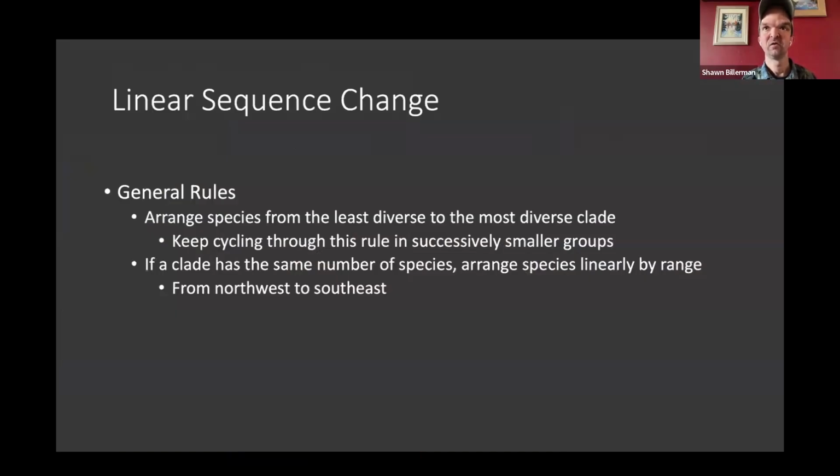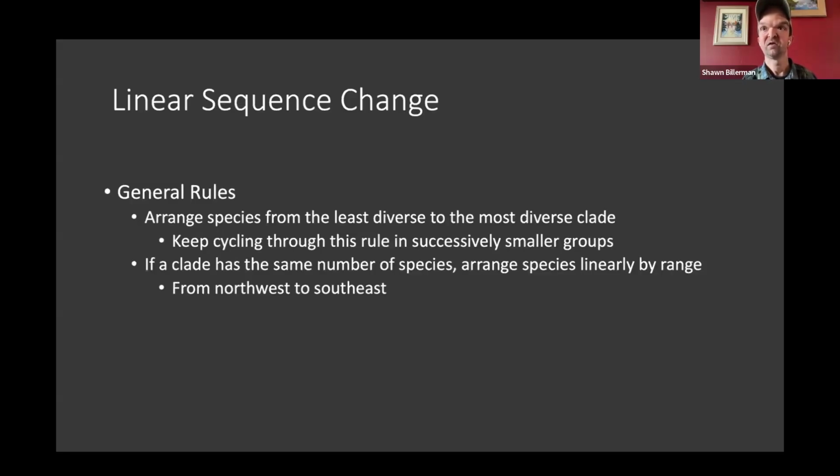How we arrive at that new linear sequence follows some important but simple rules. Just like the rest of taxonomy, the linear sequence ultimately follows the rules of monophyly, where species are arranged from the least diverse to the most diverse clade. So each time a phylogeny branches, we look at the two resulting clades and we count the number of species, with the least diverse clade coming first in the linear sequence.